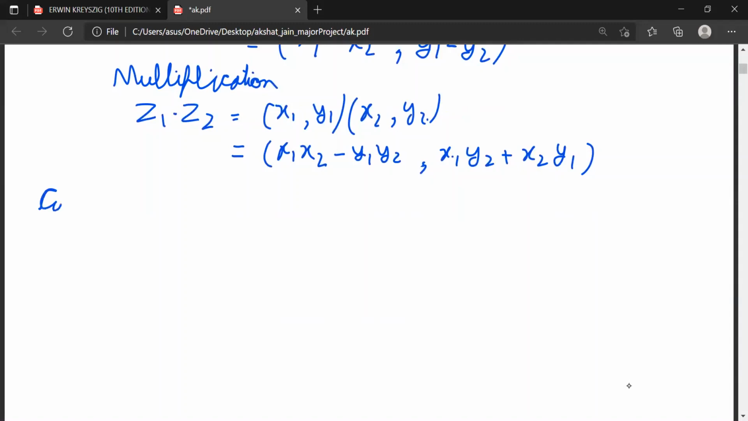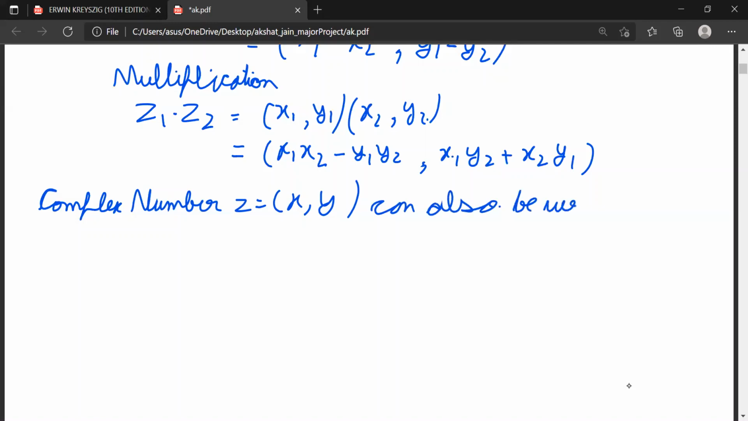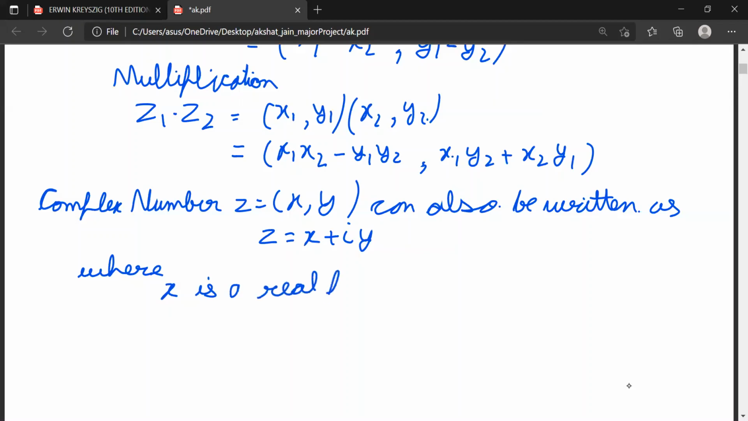So we know that a complex number z equals x comma y can also be written as z equals x plus iota y, where x is the real part, y is the imaginary part, and iota square equals minus 1.